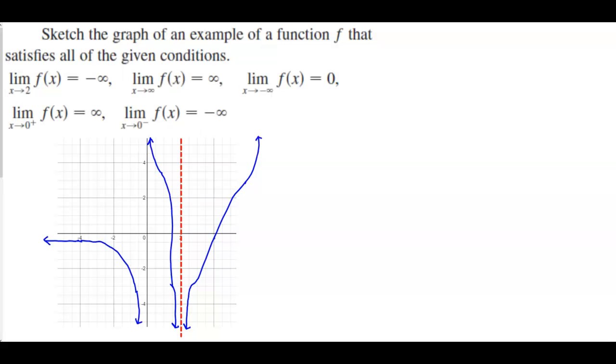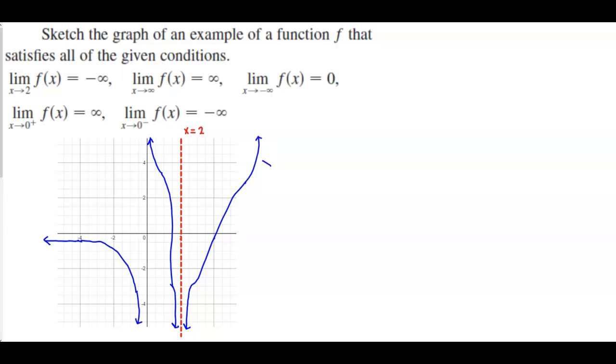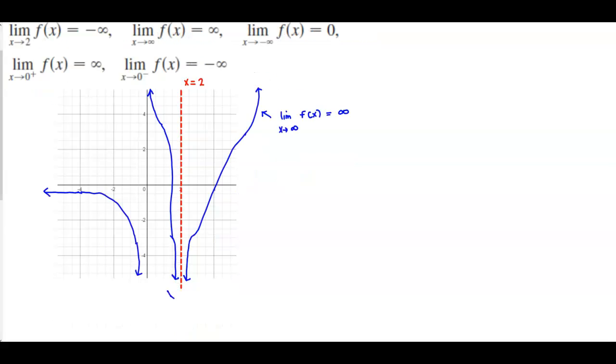So we know that we have a vertical asymptote at x is equal to 2. We know that this arrow represented the limit as x was approaching positive infinity and the function was going towards positive infinity. And these two arrows down here, we had the limit as x approaches 2 of the function going towards negative infinity.